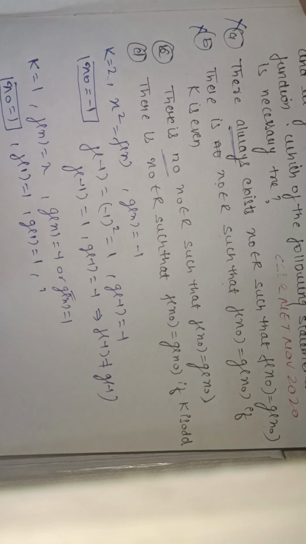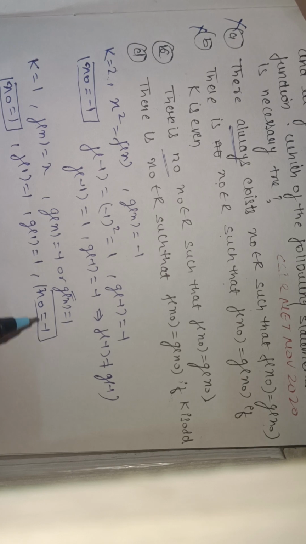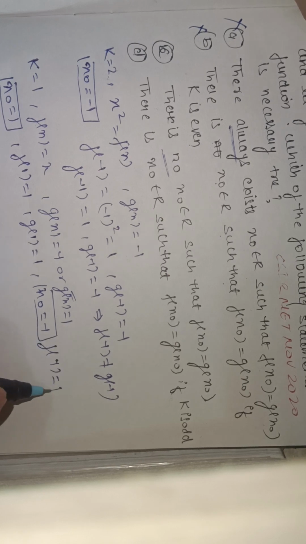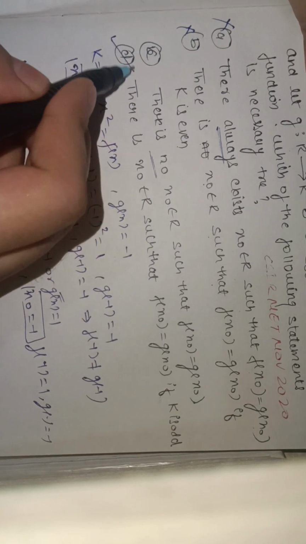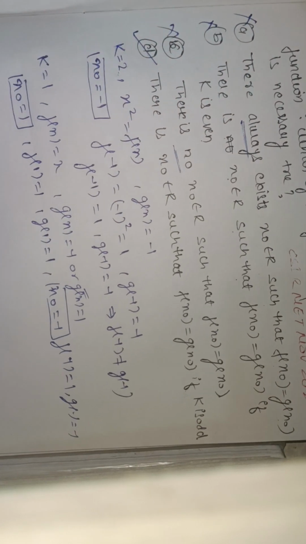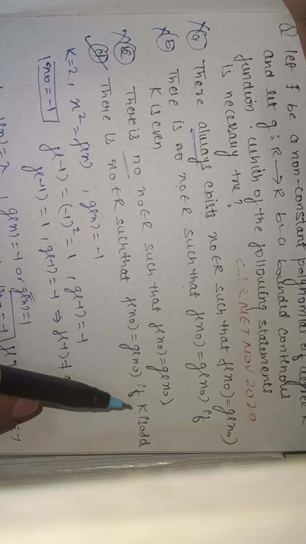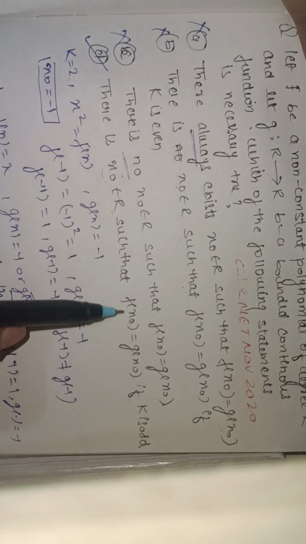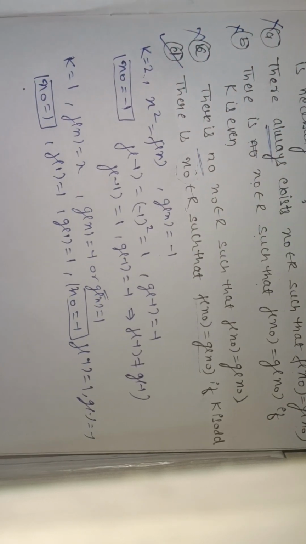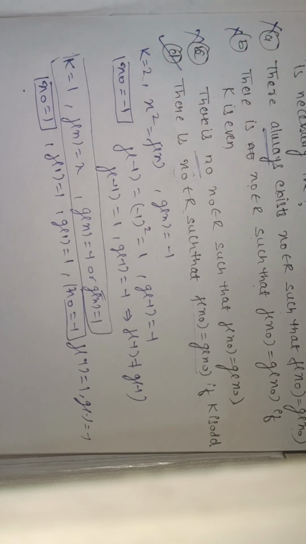Or if x0 is equal to -1, then f(-1) is equal to -1 and g(-1) is also -1. So we have one such point. So this option is true and the other option is false. So this is the solution of this question. That is, if k is odd, then there exists one x0 belonging to R such that this condition is true. So for this function, this condition can be true. So this is the solution of this question.